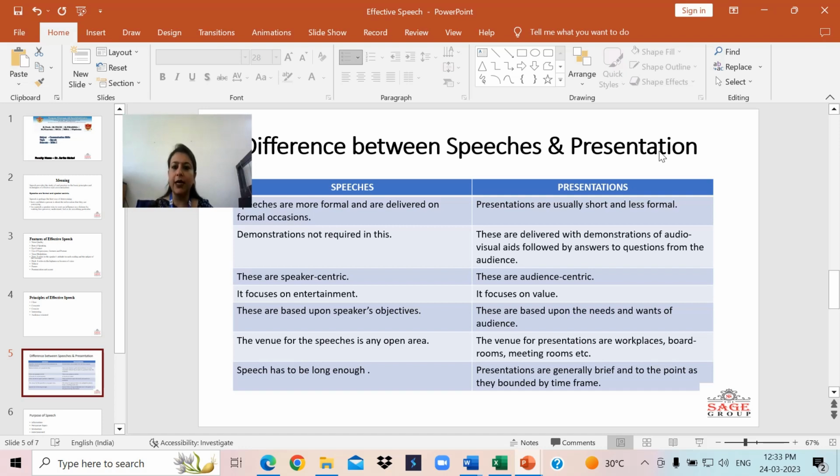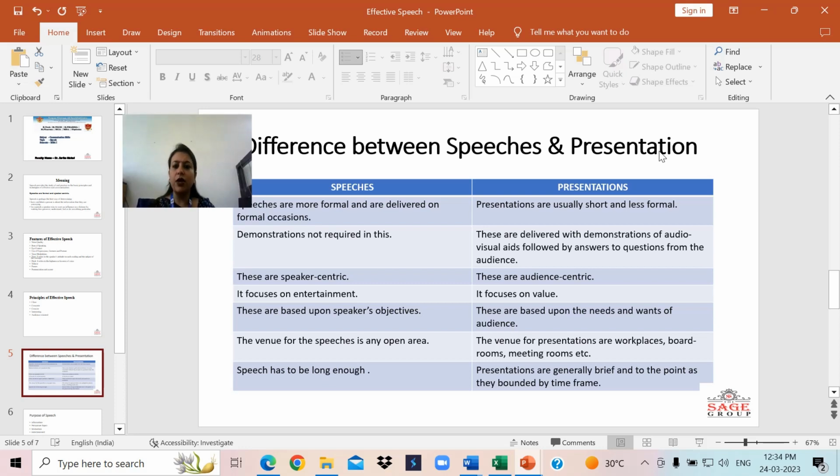Speeches are more formal and are delivered only on formal occasions, whereas presentations are usually short and less formal, and we give them very frequently. Like in organizations, when we work in the corporate sector, we usually give presentations. In one day we can have two presentations, on another day three presentations on sales parameters, on targets, anything. But speeches are given only on formal occasions, like the inauguration of the organization, launch of any product, or the foundation day of your organization. So that is known as speeches, whereas presentations can be given on different parameters, on different topics.